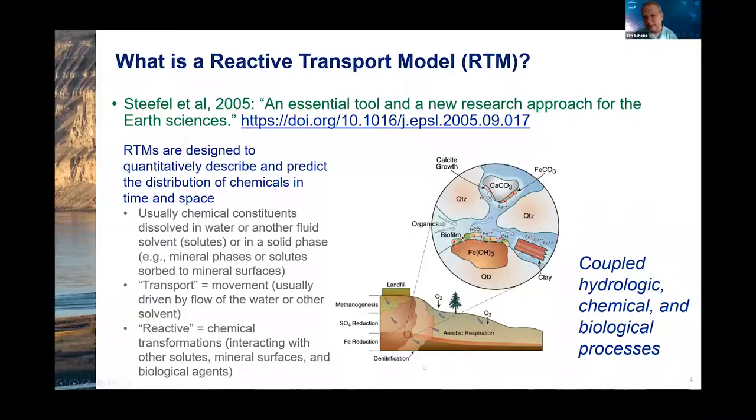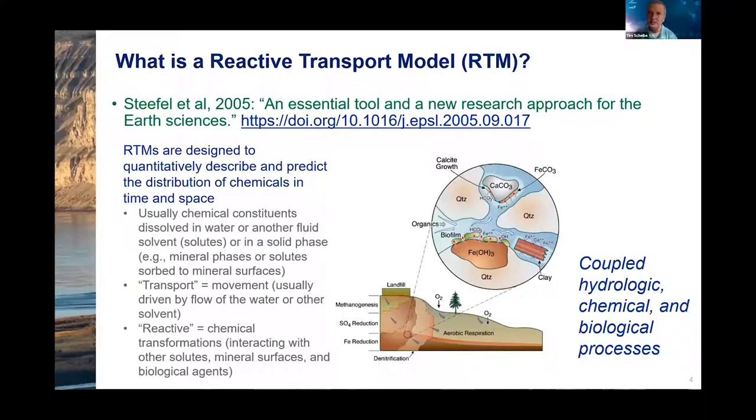Basically, this diagram is from that paper, and what they point out is that a reactive transport model couples mathematical representations of hydrologic, chemical, and biological processes. Reactive transport models, or RTMs, are designed to quantitatively describe and predict the distribution of chemicals in time and space.